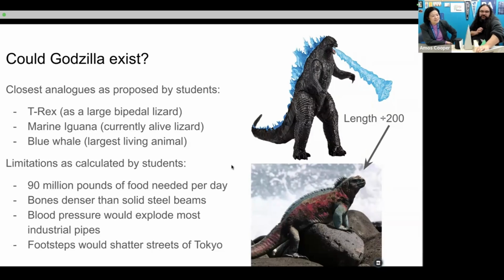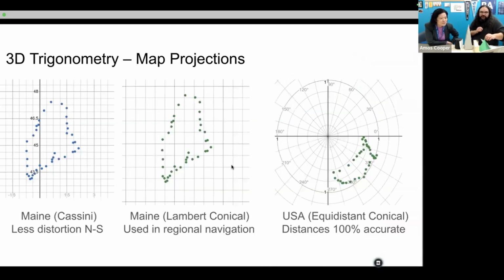I have one or two more. Trigonometry is similar. Trigonometry, it turns out, we're really good at. We kind of nailed it with two dimensions. In 3D, the way that we talk about trigonometry is, okay, how do we use trig to make our world easier to understand?